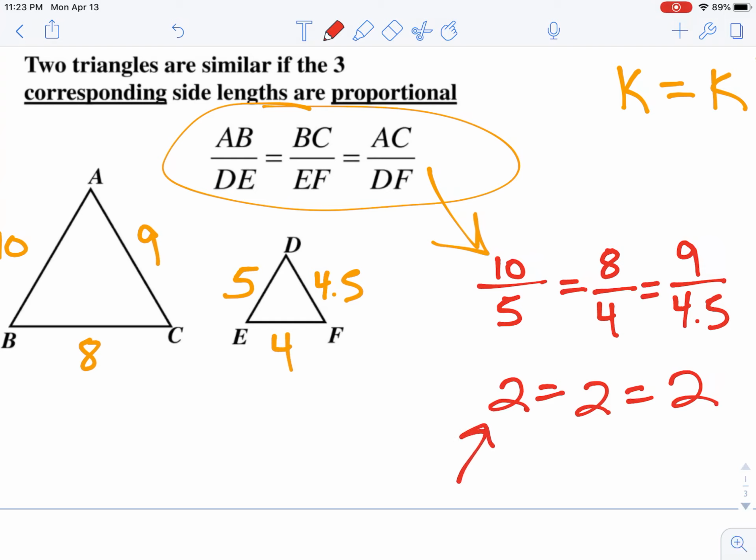You don't need to know this for this part of the quiz, but just a little reminder that this 2 is called the zoom factor or the scale factor, and that tells you how the figure is dilating, if it's getting bigger or getting smaller.